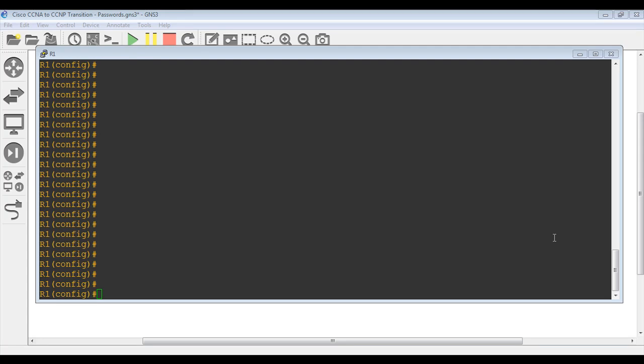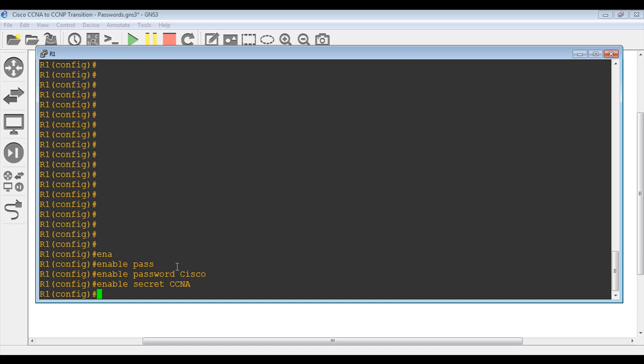In this lecture, I will talk about some thoughts about passwords. So, if we configured the enable password to be Cisco, for example, and then the enable secret password to be CCNA, we see that we have two passwords for the enable mode here.